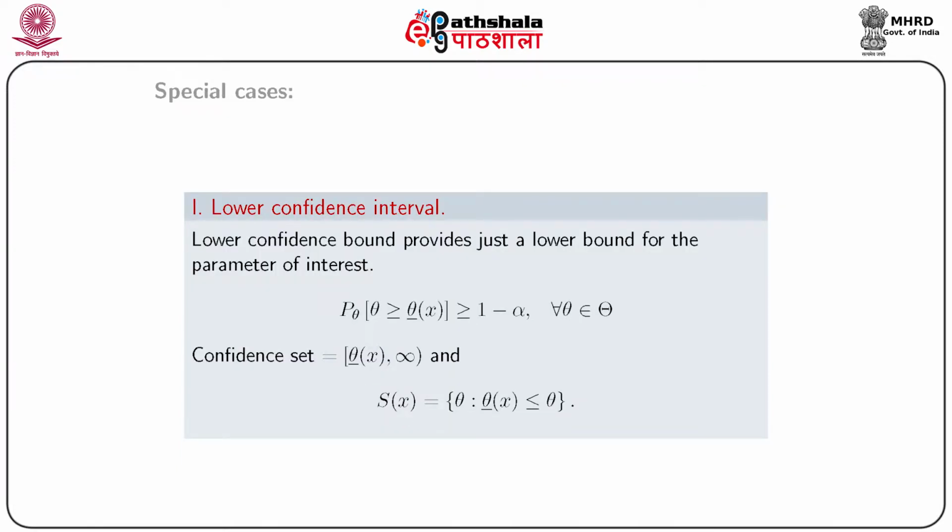Now we discuss some special cases. Lower confidence bound: the lower confidence bound provides just a lower bound for the parameter of interest. That is, the probability under theta that theta is greater than or equal to some theta lower bar x is greater than or equal to 1 minus alpha for all theta. Therefore, the confidence set is theta lower bar x to infinity, and S of x equals the set of all theta such that theta lower bar x is less than or equal to theta.